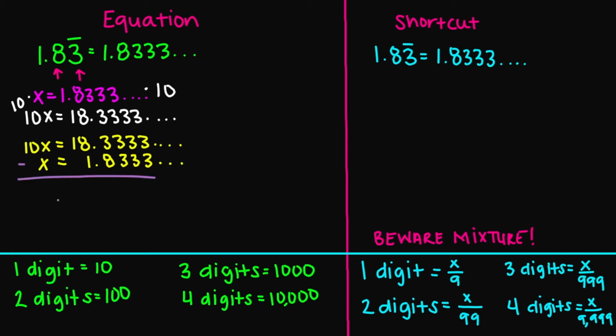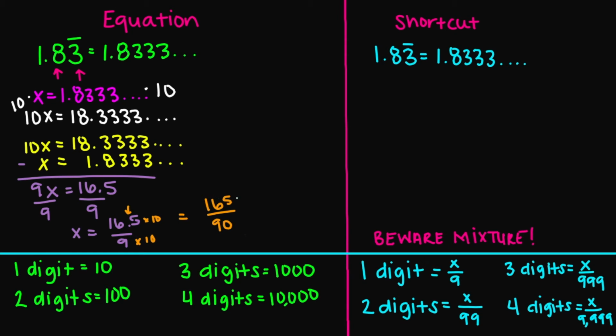Now we're going to subtract. So 10x minus x, this is going to equal 9x. And then 18.3 repeating minus 1.83 repeating. This is going to equal 16.5. Now I'm going to divide both sides by 9. So you're going to get x equals 16.5 over 9. However, you do want to get rid of this decimal here in your numerator. So I'm going to multiply top and bottom by 10 to get rid of this decimal in my numerator. So my numerator, you're going to get 165. And then my denominator now, you're going to get 90.